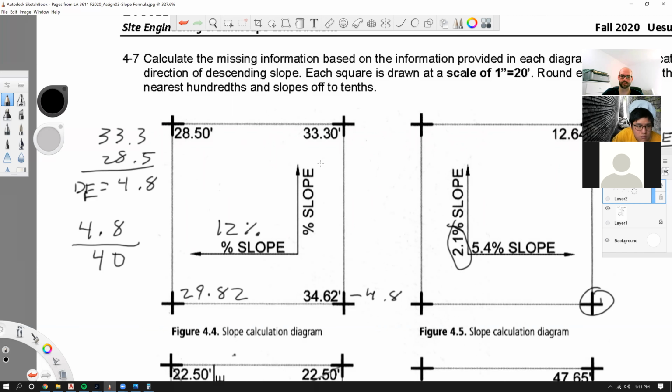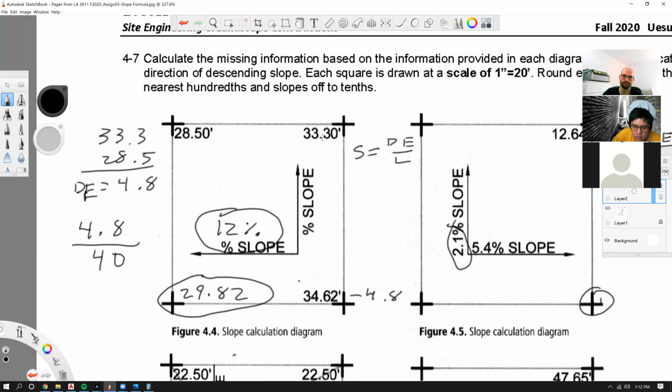And then the last thing that we need to do, all right, so this is one of our answers, 12%. This is one of our answers because we're trying to fill in all the missing information. So the last thing we need to figure out is this slope, which is going to be the same method that we did for this slope. So what are we going to do first? Can you tell me? We have our slope formula, dE over L. We know the L. We're trying to figure out the slope.